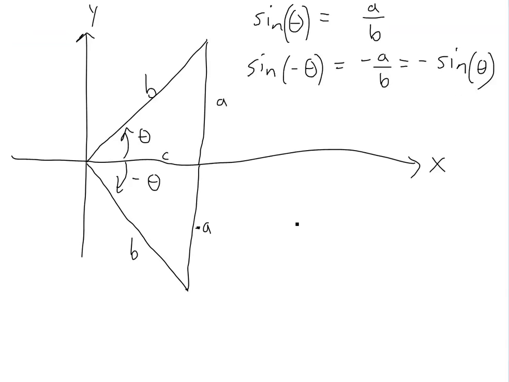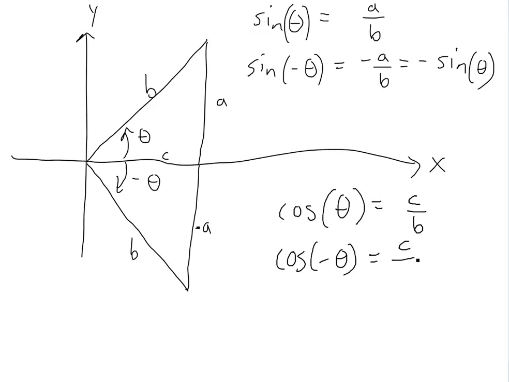And similarly for cos, cosine of theta is equal to C over B, and cosine of negative theta, again, is adjacent over hypotenuse, C over B. So these are the same. The negative is here because of the y-axis. This is a length from here to here, so this is always positive.